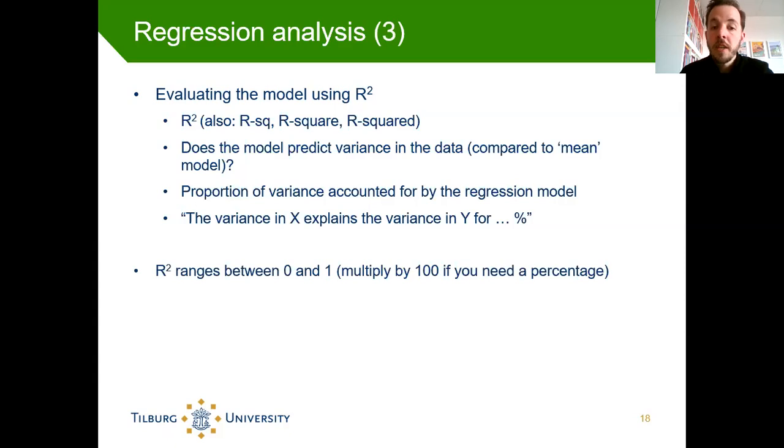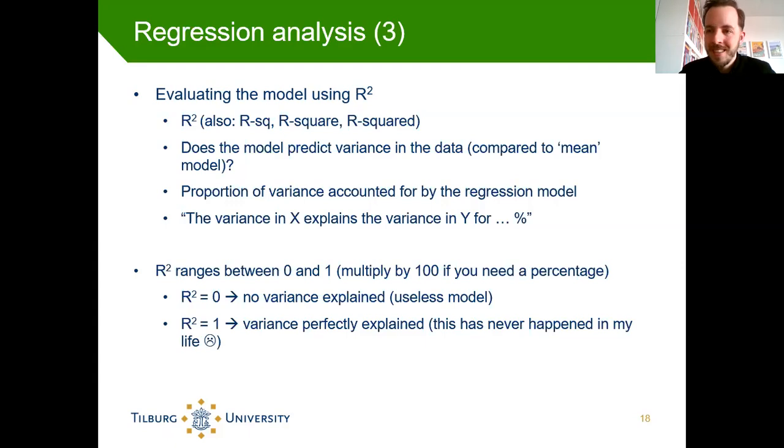So R-square is a value that always ranges between 0 and 1. If you need those percentages for your story, for your conclusions, you just multiply it by 100. Then you get a percentage, right? And if your R-square is 0, then of course your model explains no variance at all. Then it's a completely useless model. If your R-square is 1, so the maximum, it means that it explains all the variance in your data.